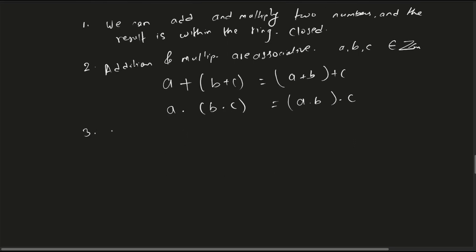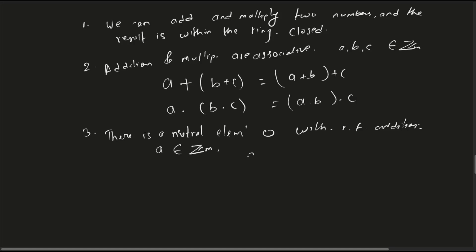The third one says that there is a neutral element of 0 with respect to addition. That is, given all the elements A that belong to the ring, it holds that A plus 0 is equivalent to A mod M.